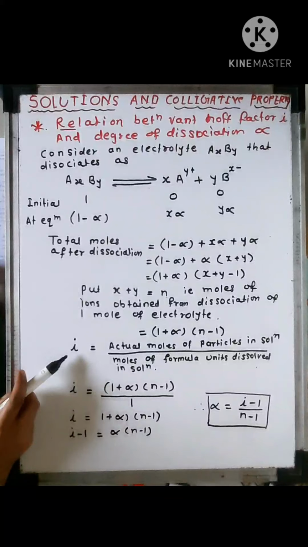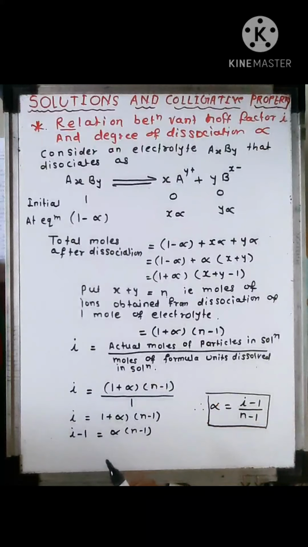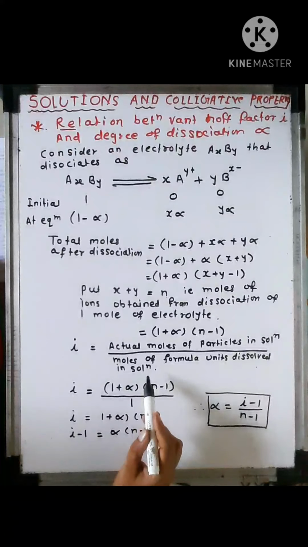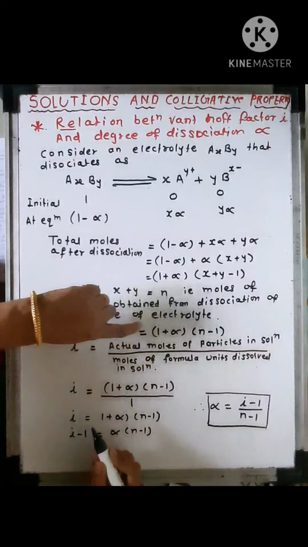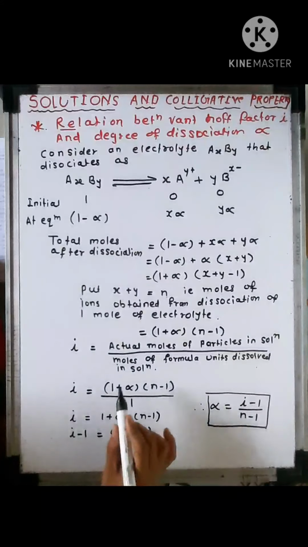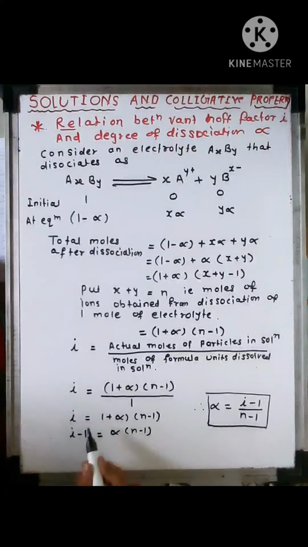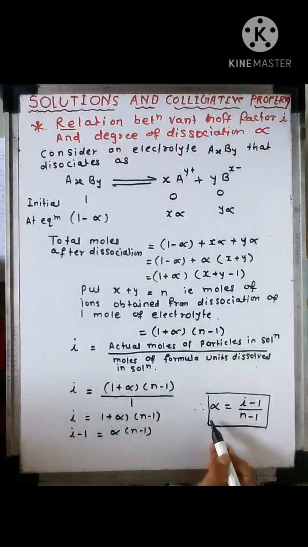Van 't Hoff factor is the actual moles of particles in solution to the moles of formula units dissolved in solution. We had taken the actual moles as 1 plus alpha into N minus 1, and initially we took 1 mole of electrolyte. So I is equal to 1 plus alpha into N minus 1 upon 1, and then this 1 is taken to the left side. I minus 1 is equal to alpha into N minus 1, and therefore alpha is equal to I minus 1 upon N minus 1, and this is the relationship between Van 't Hoff factor I and degree of dissociation.